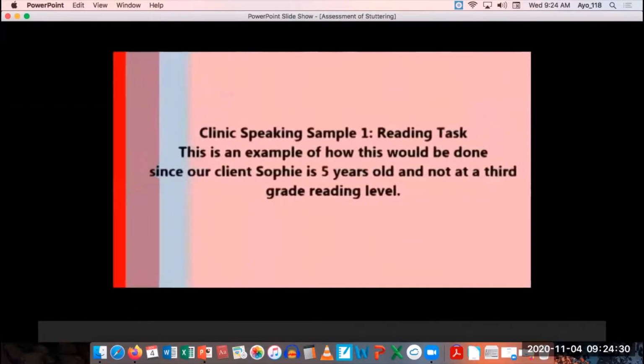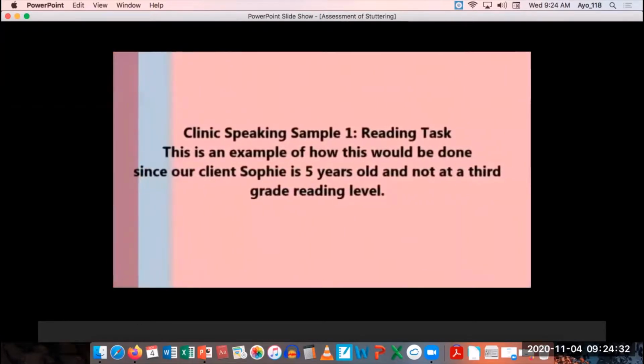Clinic speaking sample 1, reading task. This is an example of how this would be done, since our client Sophie is 5 years old and not at a third grade reading level.